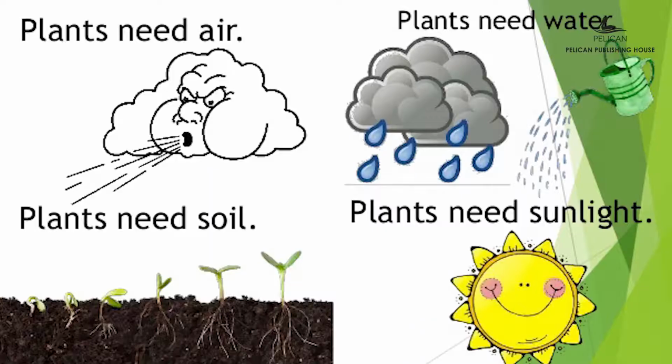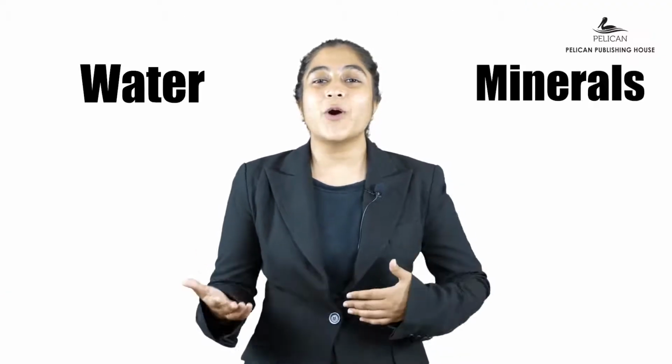The next topic is, what do the plants need to grow? All plants need air, water, soil and sunlight to grow. Plants absorb minerals and water from the soil. So it is important that the soil has to be rich in minerals and nutrients. Roots absorb minerals in the water inside the soil. All plants need water to make food.